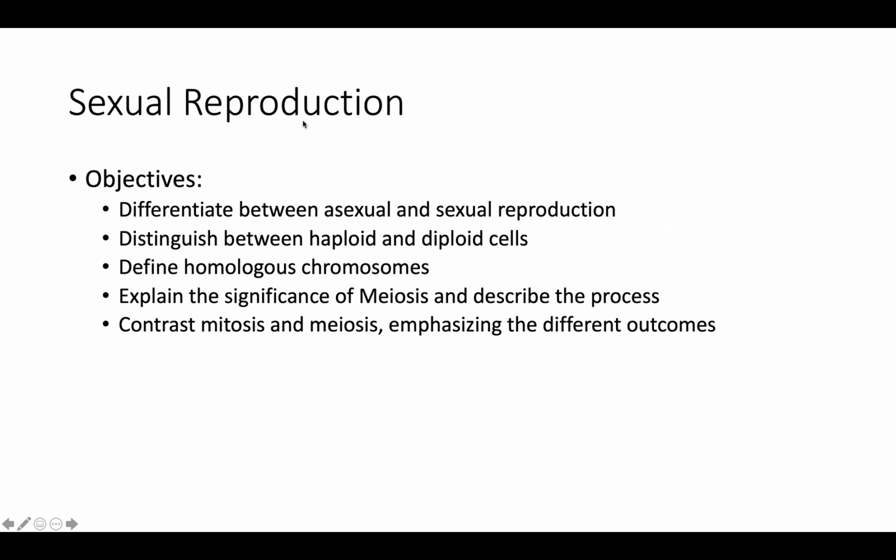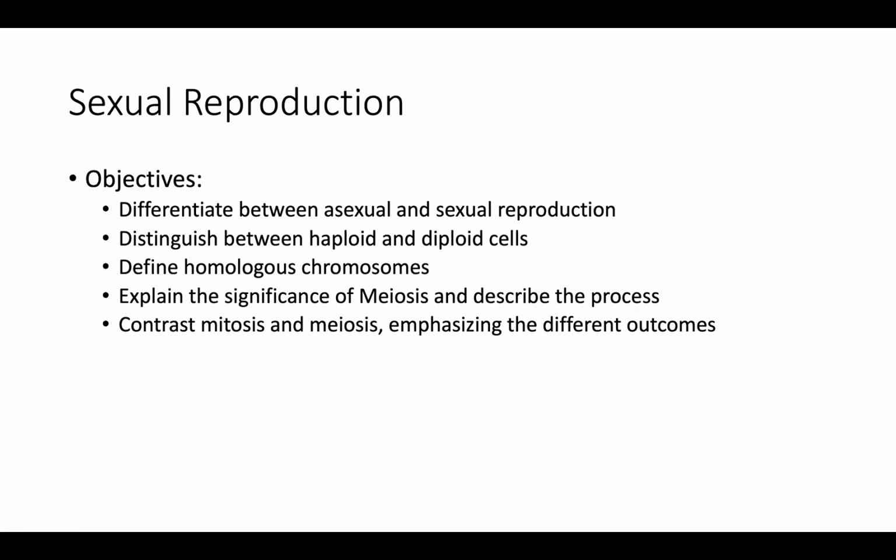And so that's mitosis. Today, we're going to shift our focus to meiosis. Write this down. Meiosis is a special cell division that produces the cells that are needed for sexual reproduction. So we have a couple of objectives for today's discussion.